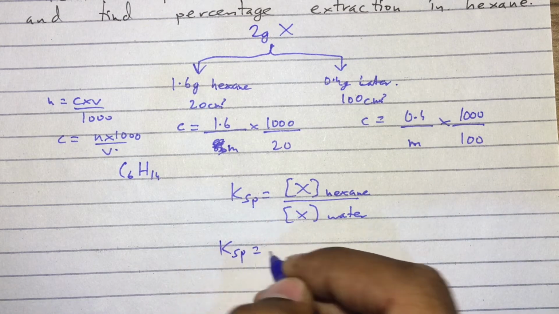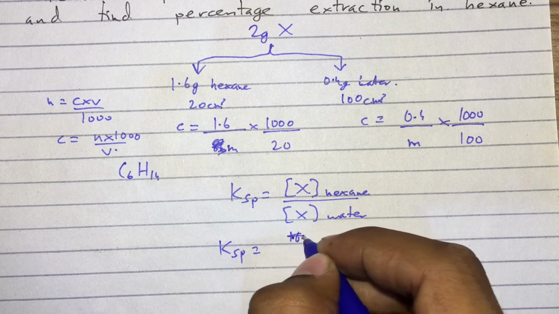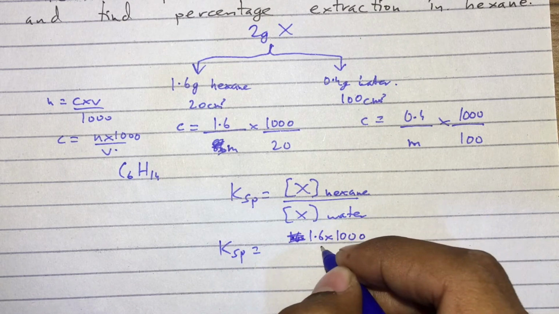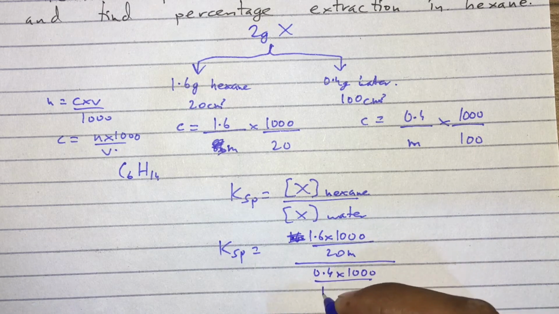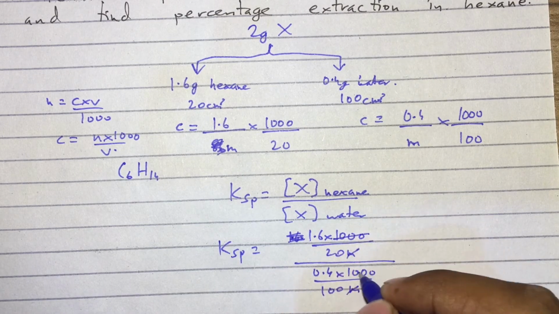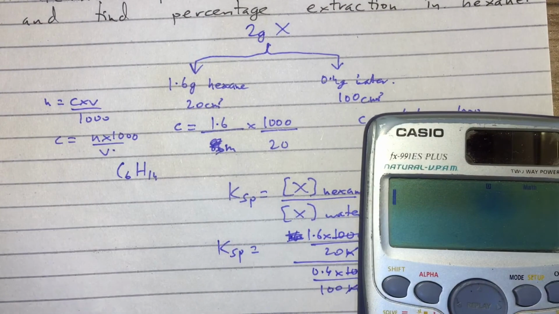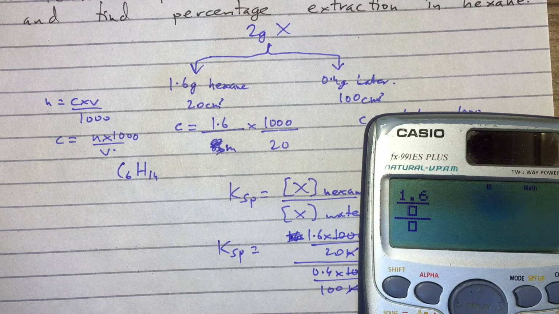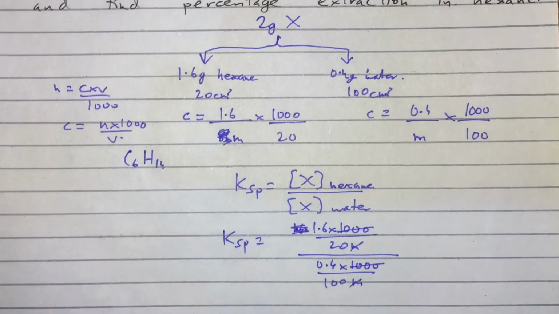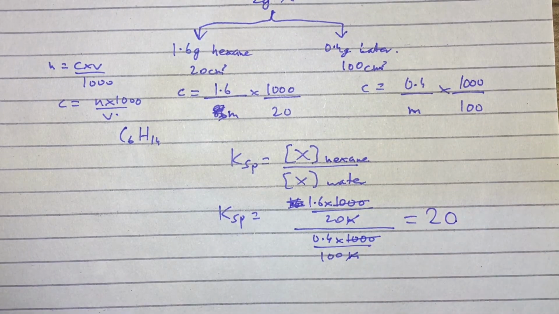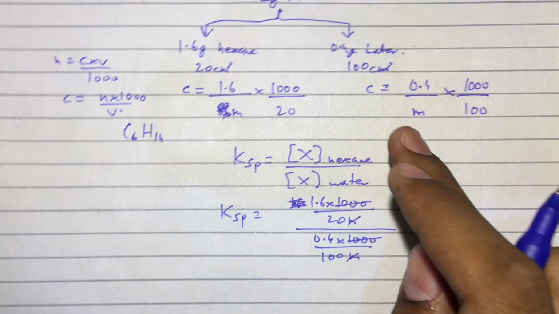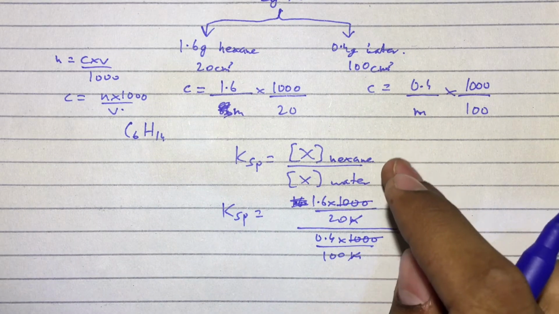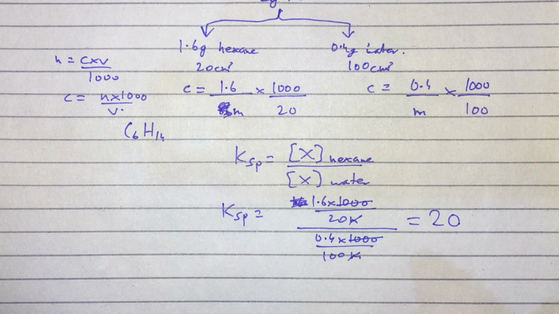So Kpc is equal to 1.6 times 1000 upon 20m, upon 0.4 times 1000 upon 100m. The 1000 cancels, so it's 1.6 upon 20 upon 0.4 upon 100. So the Kpc value is equal to 20, and there are no units because the units of concentration of X in hexane were mole per dm cube and in water were mole per dm cube, so the units get cancelled. The value is 20.